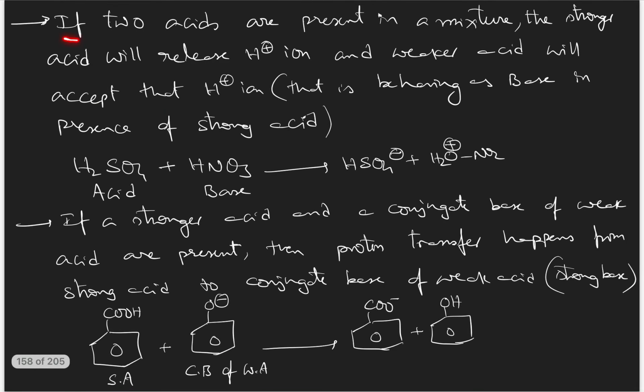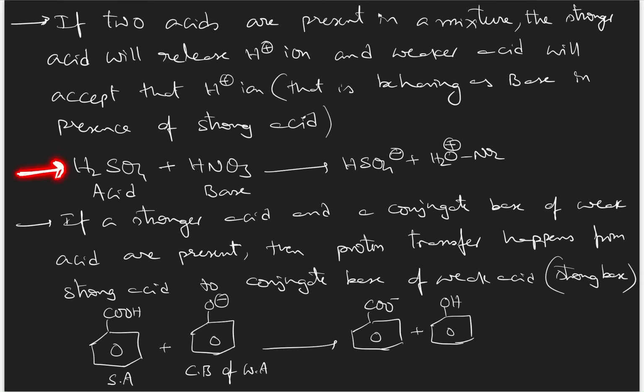Okay. Then if two acids are present in a mixture, two separate compounds, the stronger acid will release the H plus ion and the weaker acid will accept that H plus ion. That is, the weaker acid will behave as a base in presence of the stronger acid. Like amphoteric behavior, the weaker acid will show amphoteric behavior in presence of a stronger acid.